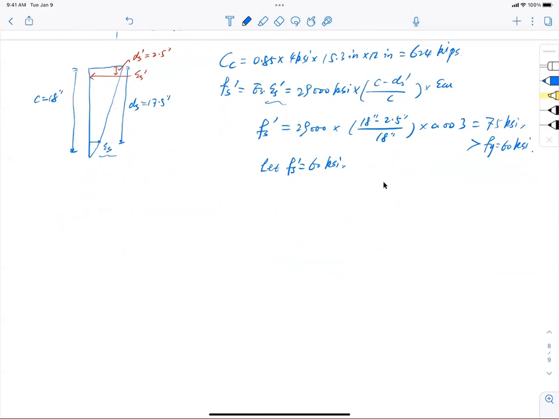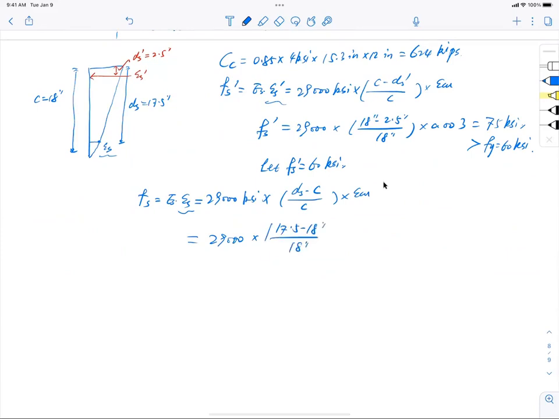So the tensile stress Fs equal to Es epsilon s, and that equals 29,000 KSI multiplied by the strain in the tension, ds minus C divided by C, multiplied by epsilon cu. So bring the numbers in: 29,000 KSI multiplied by (17.5 minus 18) divided by 18, multiplied by epsilon cu 0.003. Okay, and then I find out this stress to be a surprising negative 2 KSI.